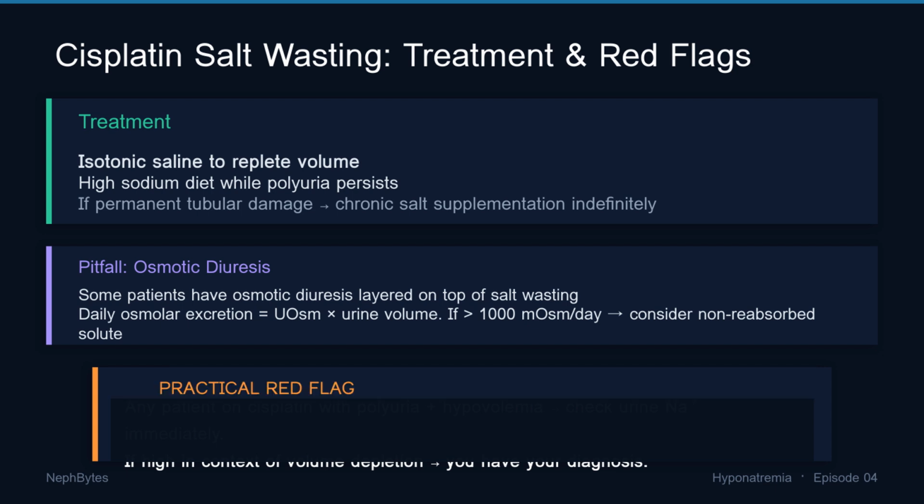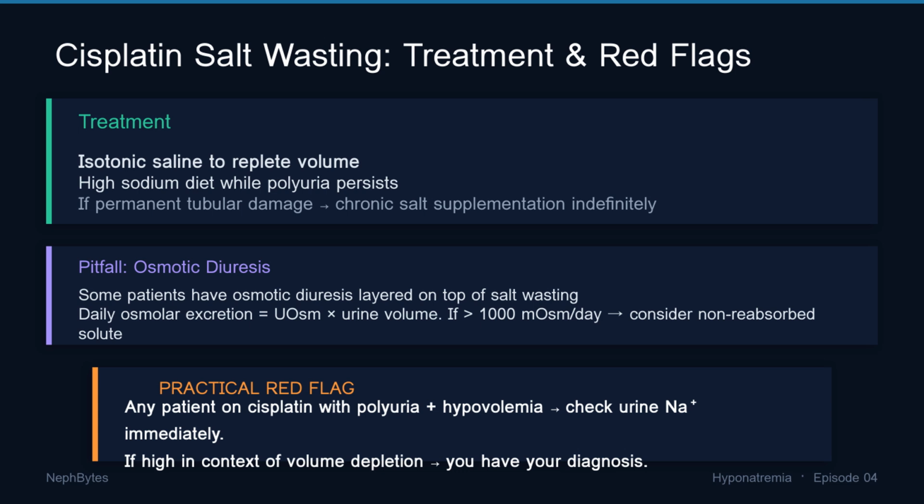The practical red flag for cisplatin-induced salt wasting is this. Any patient on cisplatin who presents with polyuria and hypovolemia needs a urine sodium checked immediately. If it's high in the context of volume depletion, you have your diagnosis.